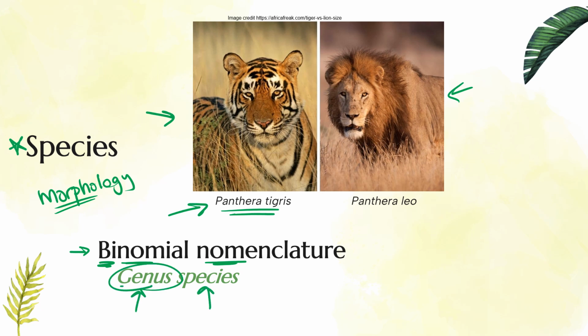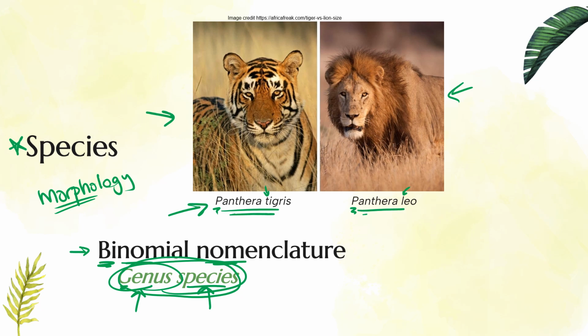Notice that our genus is going to be capitalized, capital P in Panthera. Both the lion and the tiger share a common genus. They are pretty closely related. They are both in the genus Panthera, capital P Panthera. The species name will not be capitalized. Notice lowercase t, lowercase l for tigris and leo. The whole entire scientific name, genus and species, should be italicized when we type it in a document.